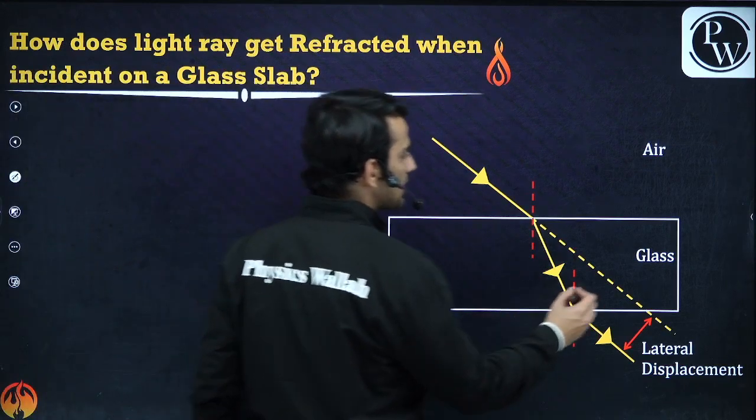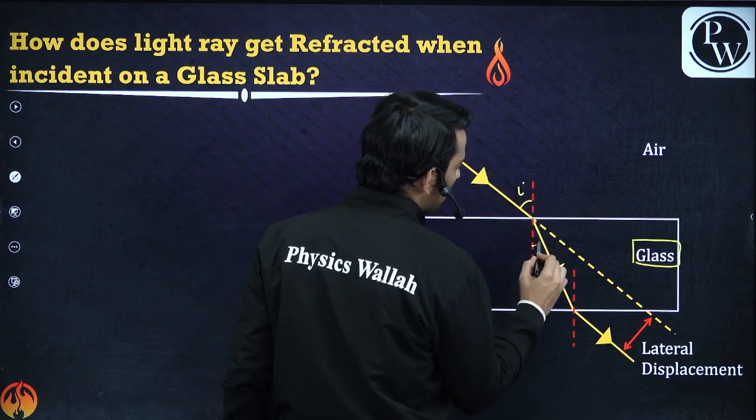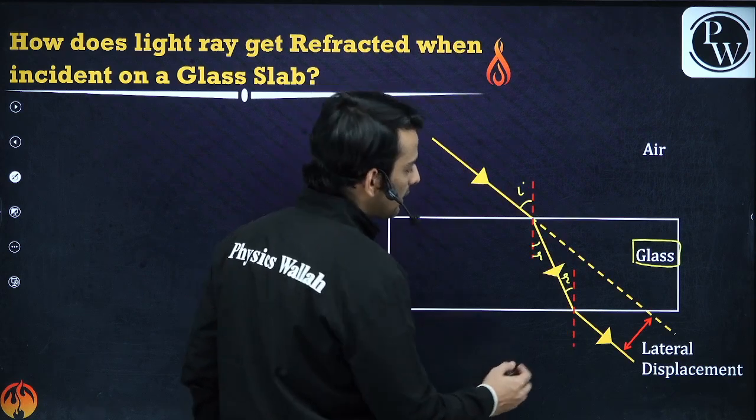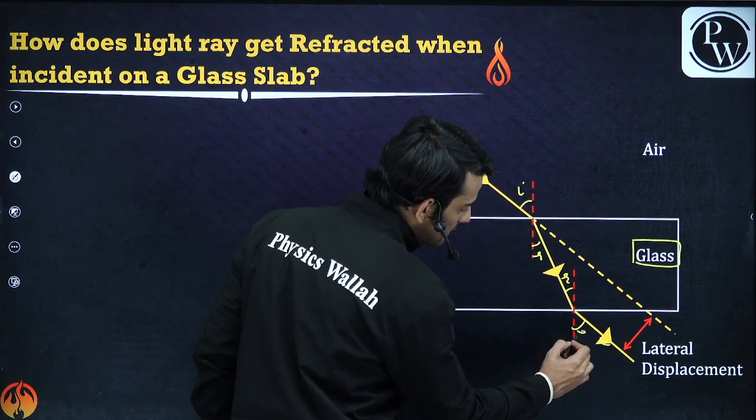We have taken a glass slab, obviously denser than air. So this is the angle of incidence. The light ray will bend towards the normal. And at this face, this is also our alternate angle. And this is the emergent ray. The final ray is the emergent ray. And this E is the angle of emergence.